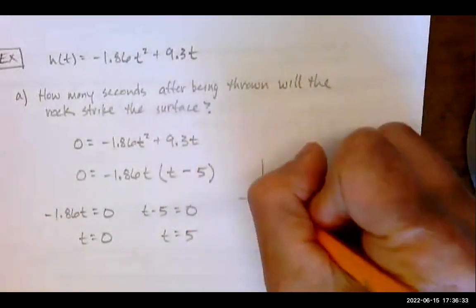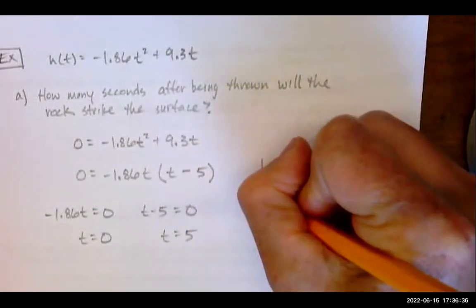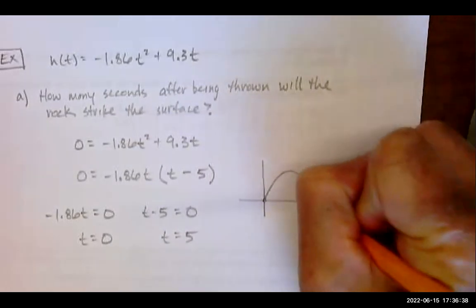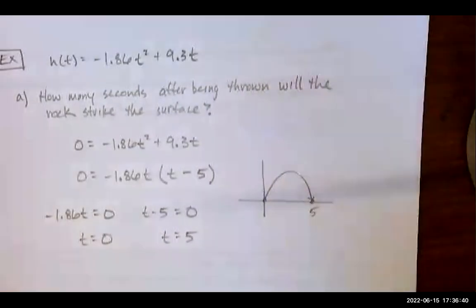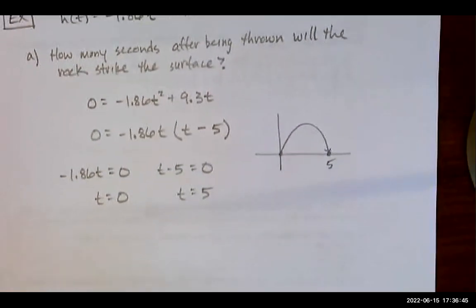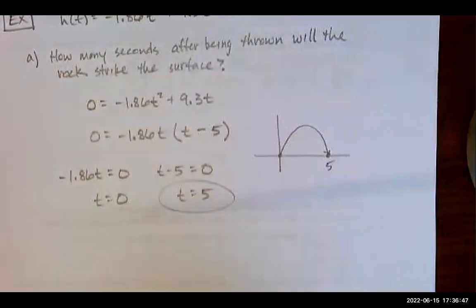So this parabola is kind of like, at time 0, it's on the surface and it gets thrown, and then it hits again there at 5 seconds, right? Okay, so 5 seconds later is our answer.